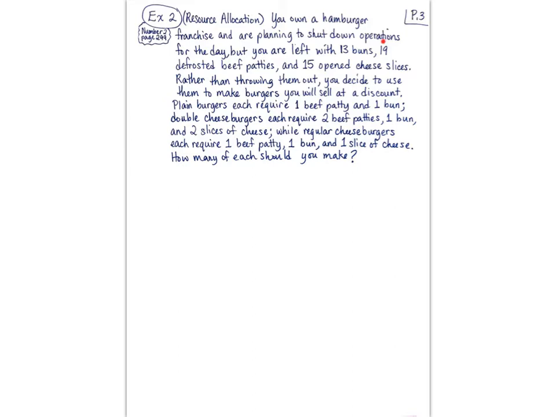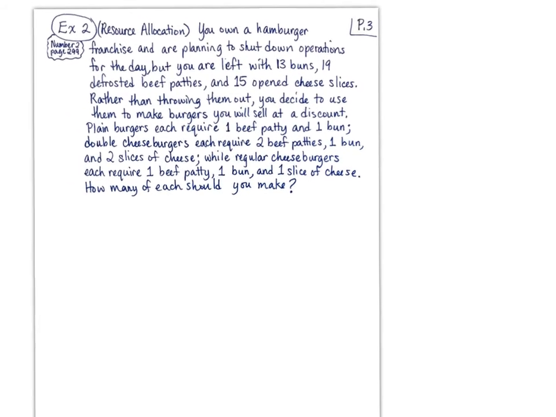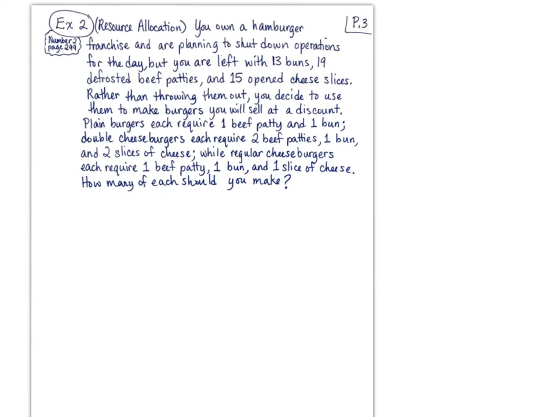Let's talk about resource allocation. So, you own a hamburger franchise and are planning to shut down operations for the day, but you are left with 13 buns, 19 defrosted beef patties, and 15 open cheese slices. Rather than throwing them out, you decide to use them to make burgers you will sell at a discount.